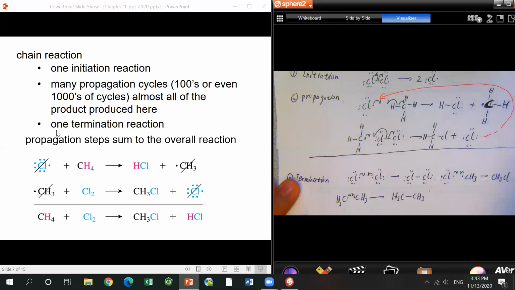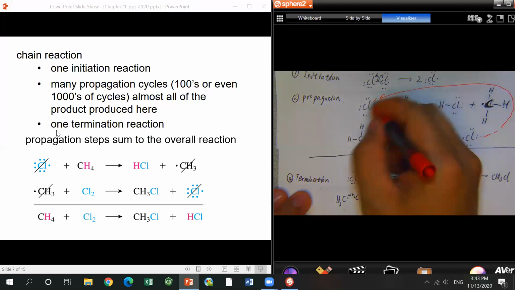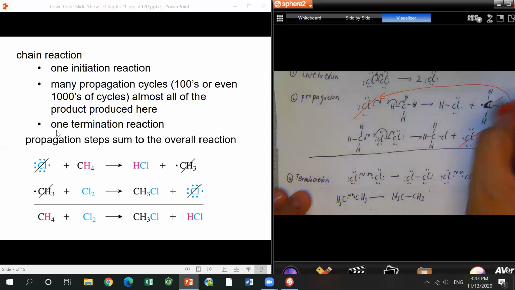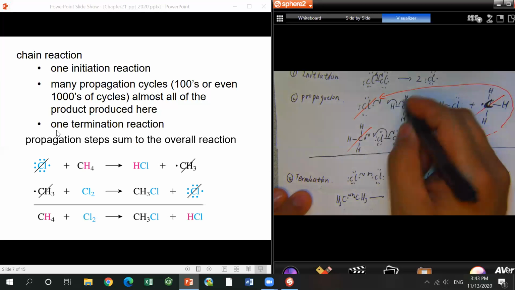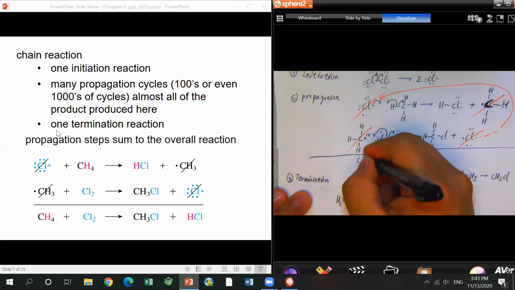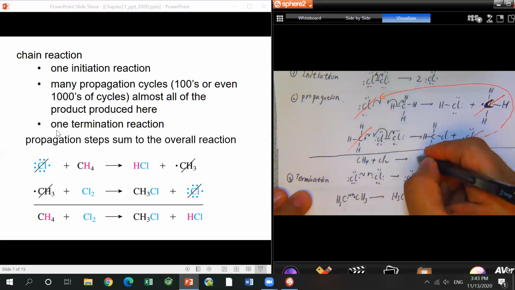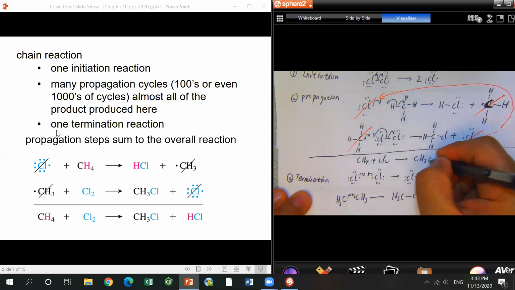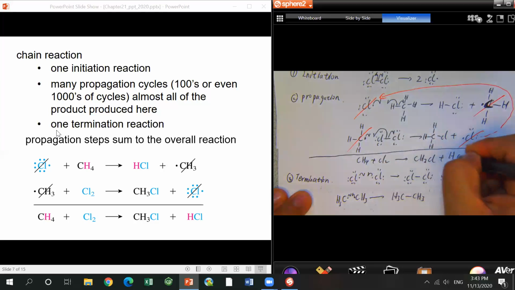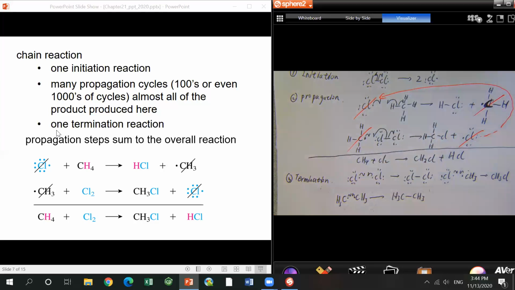Right. So once you add these together, you cancel out the radicals, here and here, and then that's your overall reaction. On the left you have methane plus chlorine, and on the right you have methyl chloride plus HCl. So that's the overall reaction.